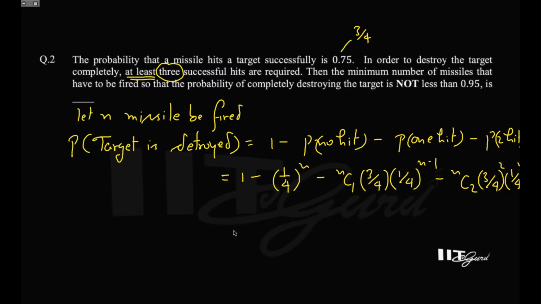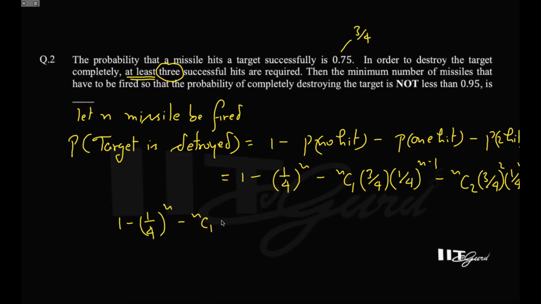As you know, here the probability that the target is destroyed is not less than 0.95, that much you have to solve. So not less than 0.95 means this entire result is greater than or equal to 0.95. So let me write once again: 1 minus 1 by 4 to the power n, and later on we say minus nC1, you can solve this also.